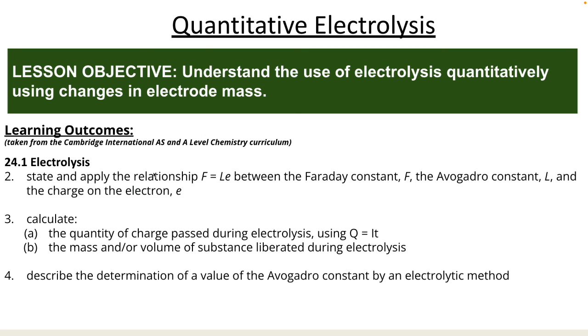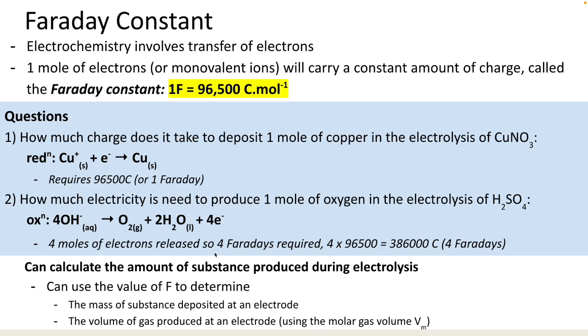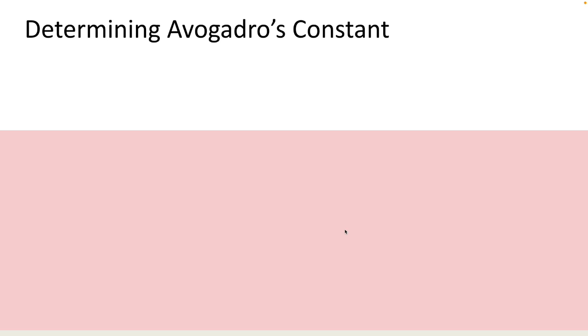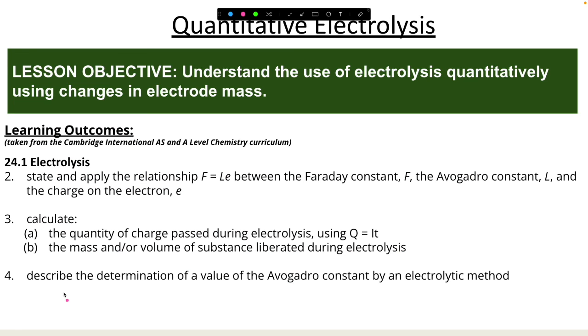And that concludes our look at quantitative electrolysis, where we stated and applied the relationship between Faraday constant and the Avogadro constant and the charge on the electron, F equals LE. We calculated the quantity of charge passed during electrolysis using Q equals It. We looked a lot at the mass. You can also do the volume, which we didn't go into too much detail, but using the same concept of the molar gas volume. So the fact that you know that a mole of any gas has the same volume, you can use that relationship to determine the volume. And then we described the determination of the value of Avogadro constant by an electrolytic method right at the end there.